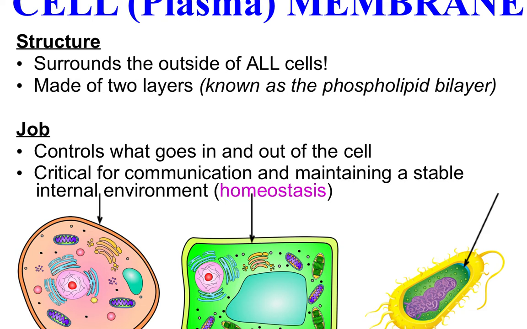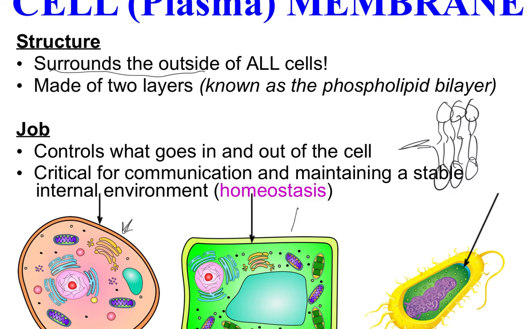The cell membrane surrounds the outside of all of the cells. And it's usually made of two layers known as the phospholipid bilayer, if you remember, where we have those phospholipids and those fatty acid tails, and they're turned on top of each other, kind of forming this boundary that regulates water specifically. Now here we have an animal cell right here, and here we have a plant cell, and then here we have a bacteria.